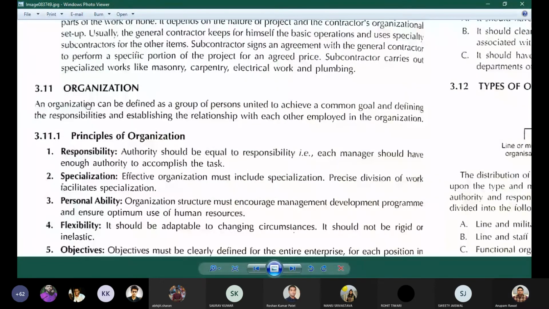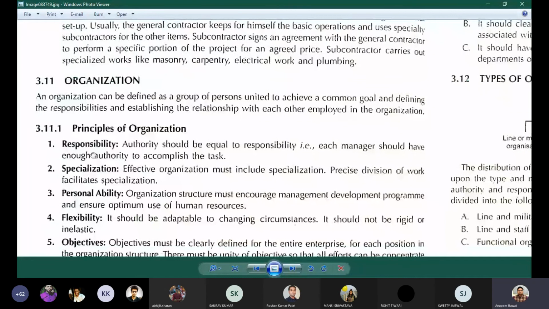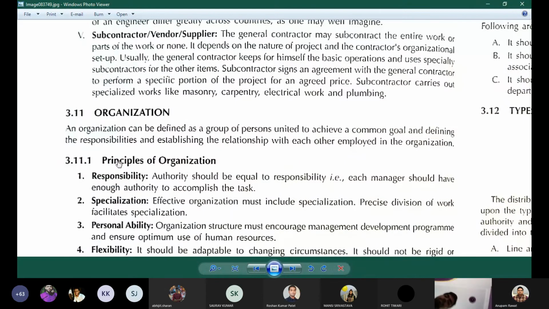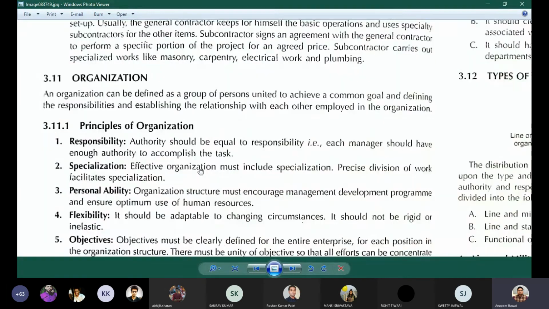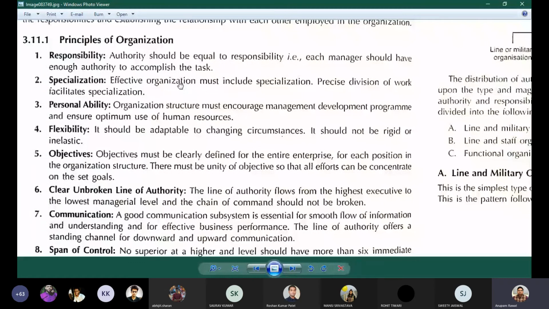Now, if we talk about the organization, an organization can be defined as a group of persons united to achieve a common goal, defining the responsibility and establishing the relationship with each other of those employed in the organization. There are certain principles of the organization, so let us see those.